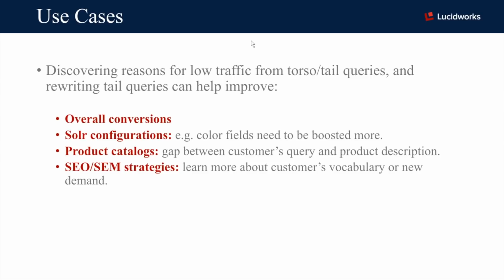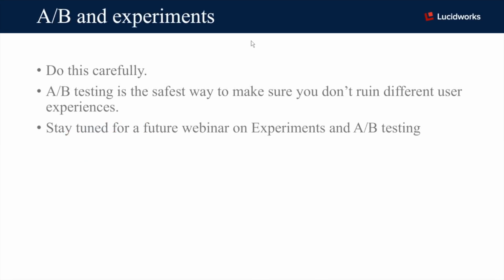In this talk, we've used an e-commerce data set for illustration, but this is just as useful in enterprise search or anywhere else you deploy search. You do need to be careful when rewriting queries automatically. Fusion 4's new experiment management tool allows you to perform A/B testing on a percentage of your queries before rolling it out for everyone. Stay tuned for a future webinar on experiments and A/B testing.